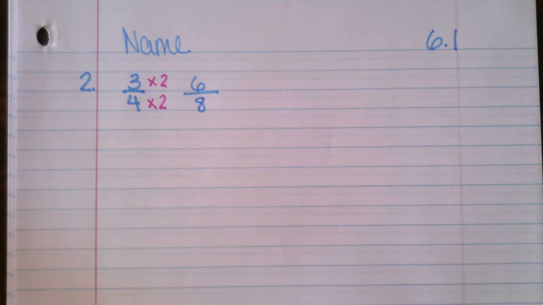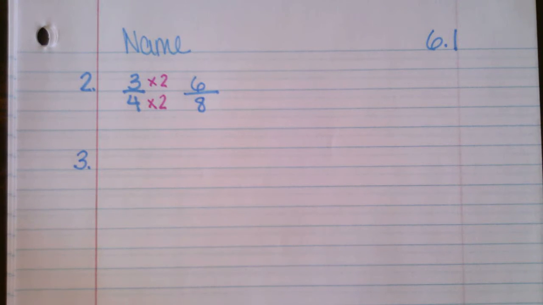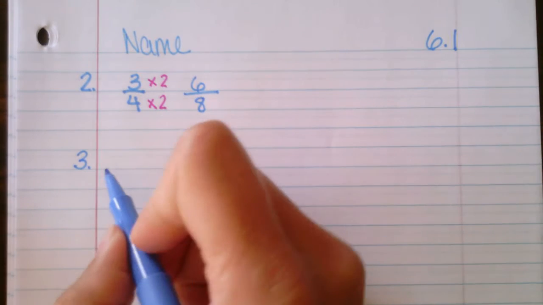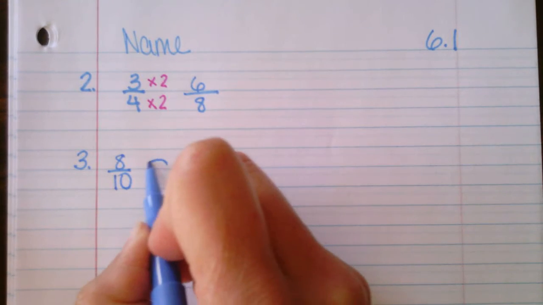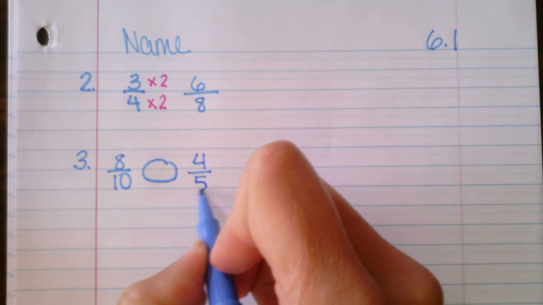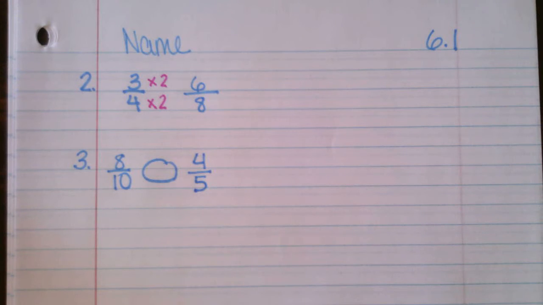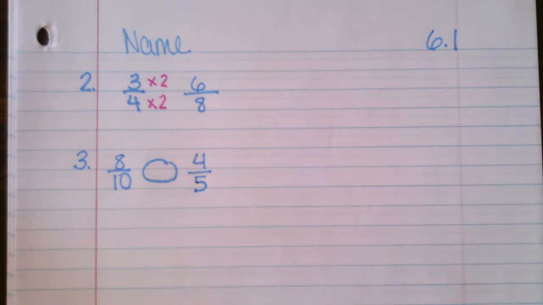Let's try number 3. We're going to be comparing them with an equal sign or a non-equal sign. So we have 8 out of 10 compared to 4 out of 5. Now, we have learned a few different tricks on how to compare fractions. You can think of me squatting and then throwing my hands up into a weird X, or we can look at them and try to figure out, how do I get from a 5 to a 10?